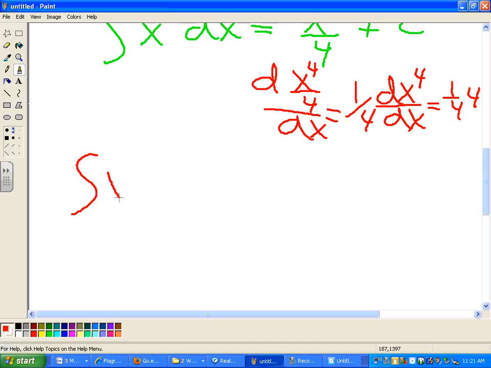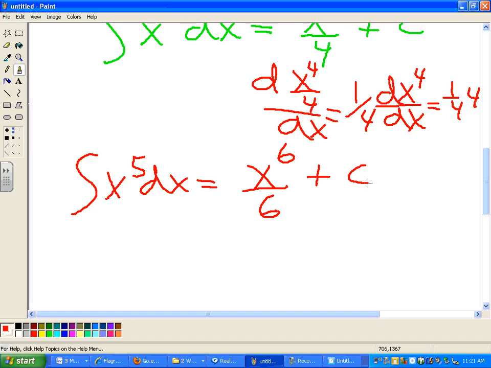Okay, so let's try another one. If I asked you to integrate x to the 5th, it's probably going to end up x to the 6th. x to the 6th, wow, that's pretty impressive. Fantastic. Plus C. You've got to write the plus C. You guys really saw it. You guys are pretty quick.